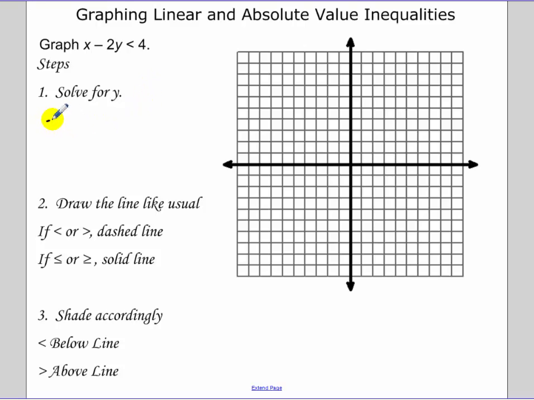So I'm going to subtract the x over, and then I'm going to divide by -2. Remember, anytime you divide by a negative, you have to switch the sign. So that's the equation of the line we get. Now you're going to graph your line.